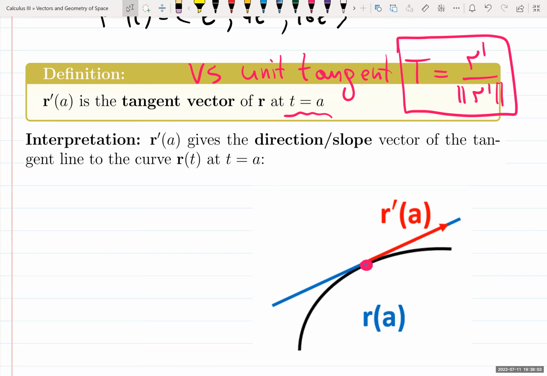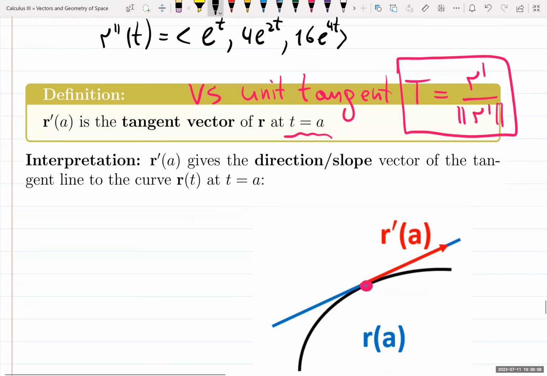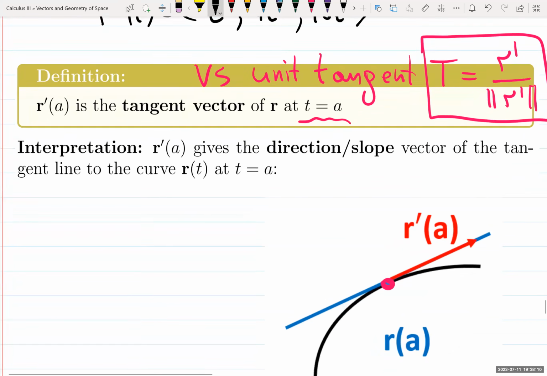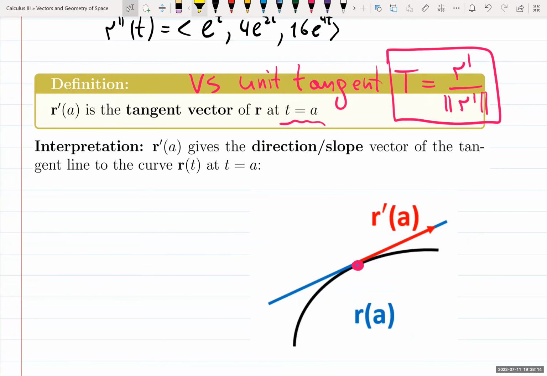So we also gave you this idea of the unit tangent vector. Don't be scared of it. You take the derivative and you get rid of its size. That is the idea. So the derivative gives you the tangent vector. That makes sense because derivative and tangent always had a connection.